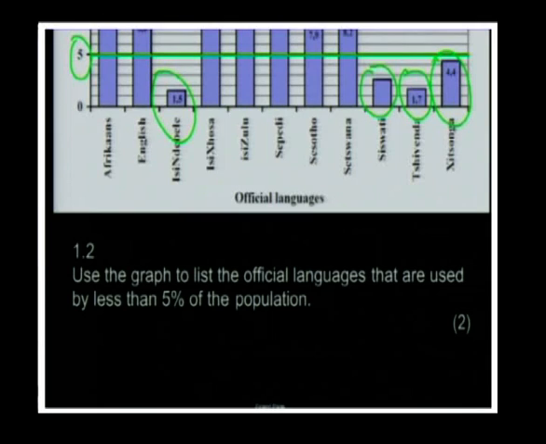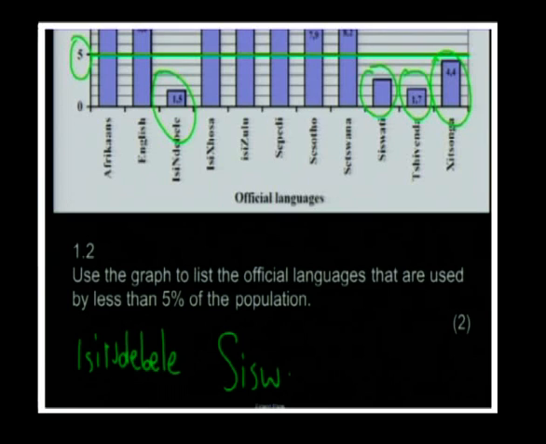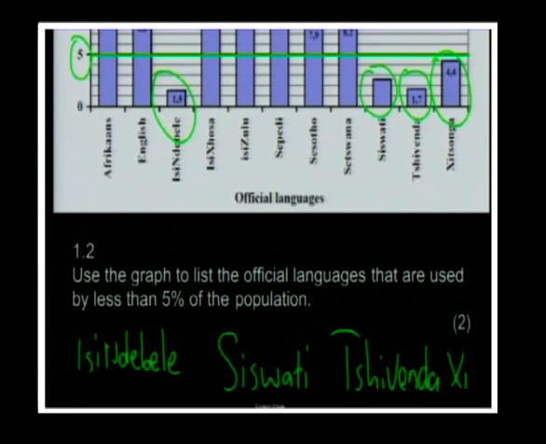So the question asked which languages are used by less than 5%. We will have to mention isiHindebele. Let's just write that quickly. And then Siswati and Chivenda, and lastly Tsitsonga. Oh, running out of a bit of space there. Again, make sure that you answer the question by answering the languages that they've asked in the question.